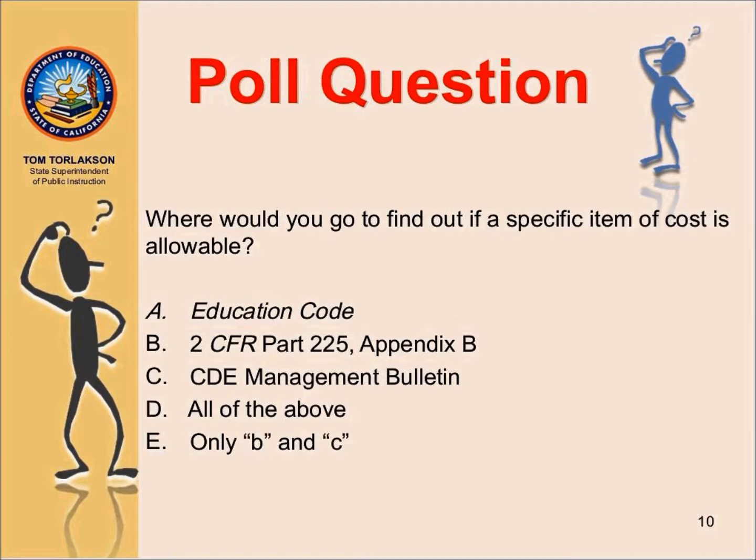Where would you go to find out if a specific item of cost is allowable? A. Education Code. B. 2 CFR Part 225 Appendix B. C. CDE Management Bulletins. D. All of the above. Or E. Only B and C. I will give you a moment to pause the recording and answer the question.